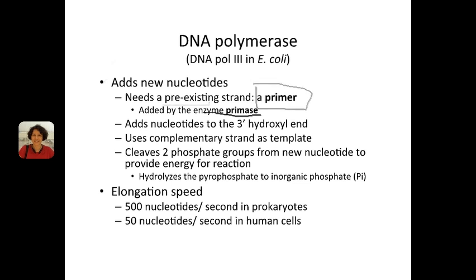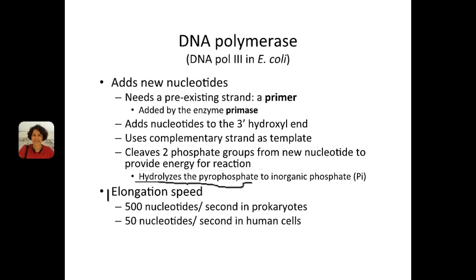DNA polymerase adds nucleotides exclusively to the 3' hydroxyl end. That's one of the characteristics of all DNA polymerases. They can only add to a 3' hydroxyl end. It uses as template the complementary strand. When it inserts each nucleotide, it cleaves two phosphate groups from the nucleotide to provide the energy necessary for the insertion reaction. And then it hydrolyzes the pyrophosphate that is produced to inorganic phosphate.